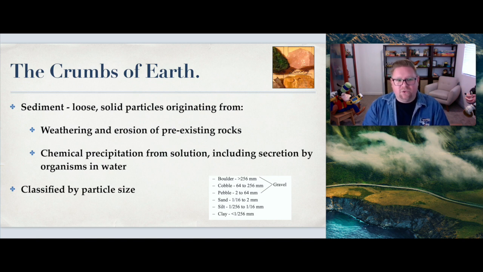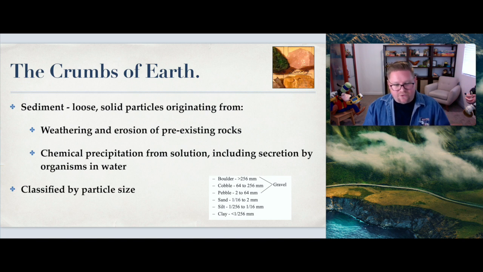So it says sediment are loose, solid particles originating from the weathering and erosion of pre-existing rocks, and also the chemical precipitation from a solution, including secretion by organisms within that water. So this sediment, we can classify by its grain size. We like to classify things. We often do it by grain size, especially when it comes to sediment. So we have, the smallest being clay, then silt, then sand, pebble, cobble, and then boulder, and those top three are broken up into the common generalized name of a gravel.